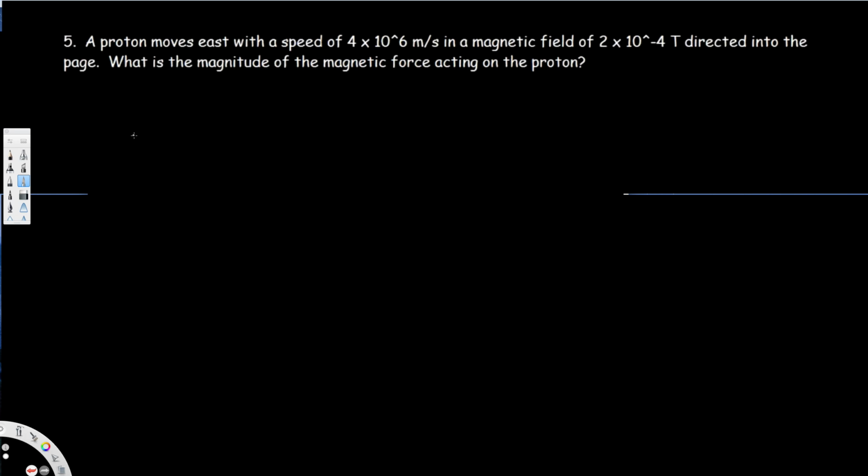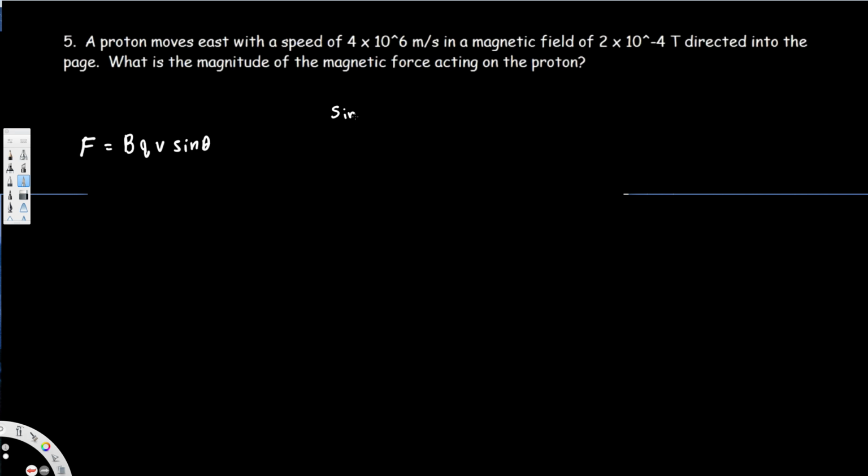So let's put the equation for magnetic force first. Since it's related to speed and everything, the equation related to this is going to be BQV sine theta. And here they have mentioned that this one moves to the east and this is directed inside the page. So it means the sine theta is going to be 90 degrees. It's going to be perpendicular to each other.